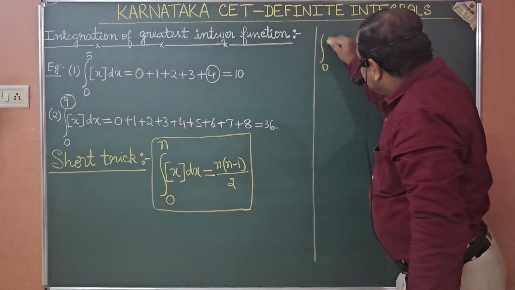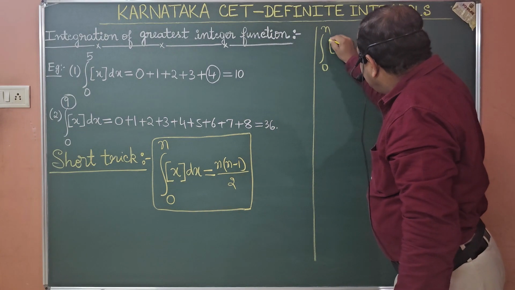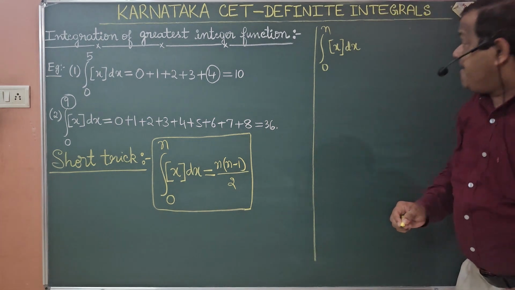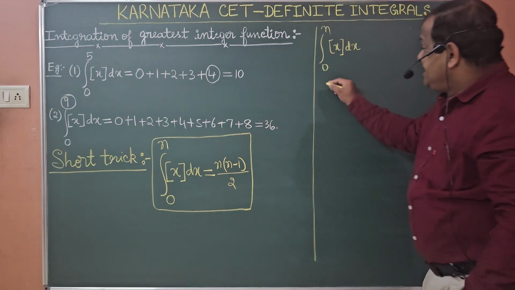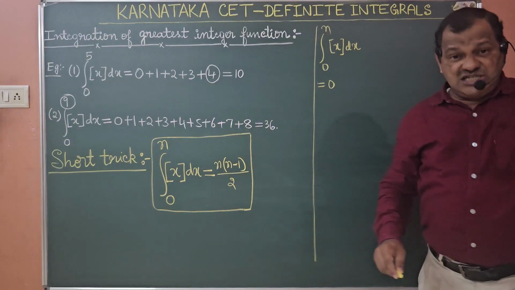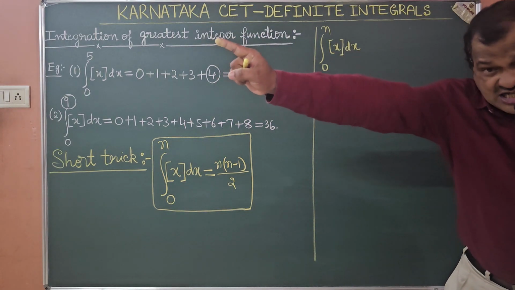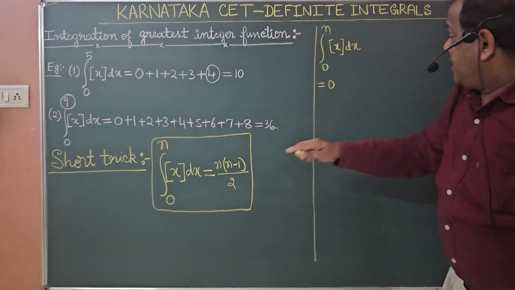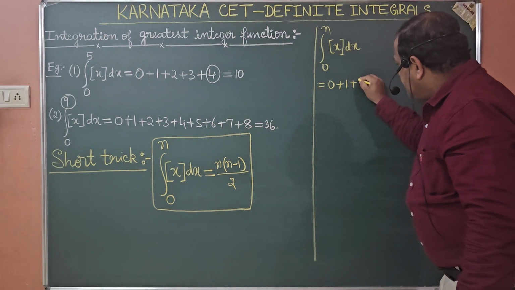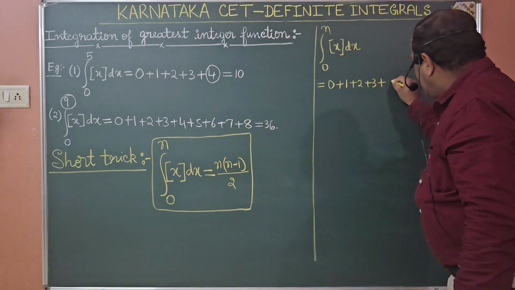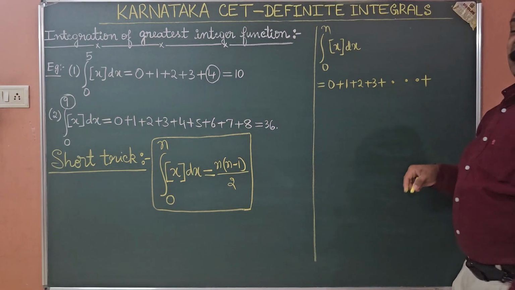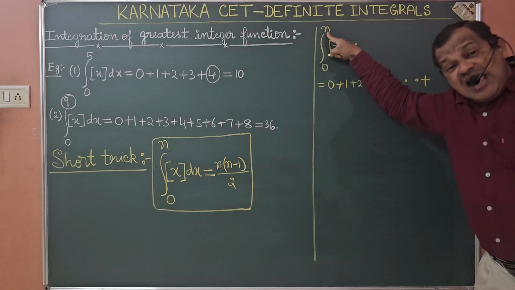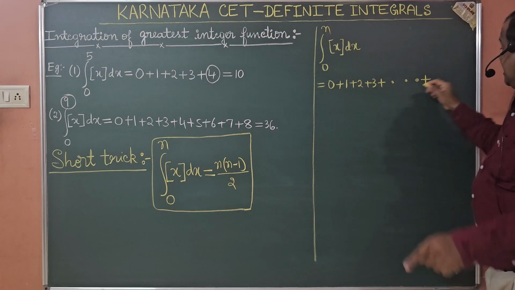You know, integration from 0 to n, greatest integer of x less than or equal to x dx. Now, what is the trick I said? I said starting from 0, add all the integers continuously till the integer 1 less than upper limit. Therefore, 0 plus 1 plus 2 plus 3 plus so on, and the upper limit is n. 1 less than upper limit n is n minus 1.